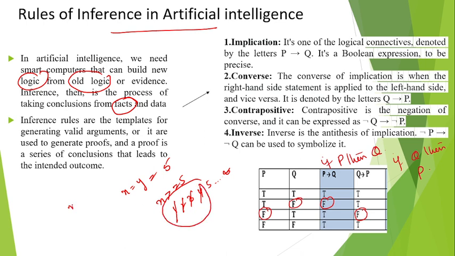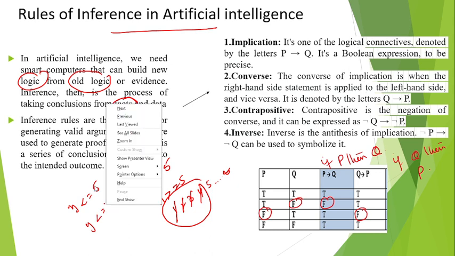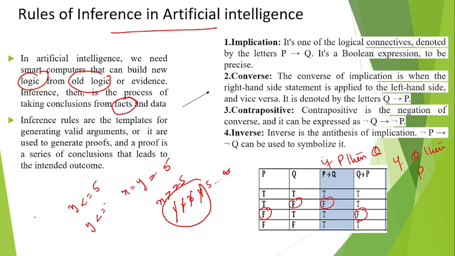If I say y is less than or equal to 5, it can start from -1, or it can go till 5. So these are the boundaries, which are the facts I have to show. So there are some rules which are being identified, that is implication.